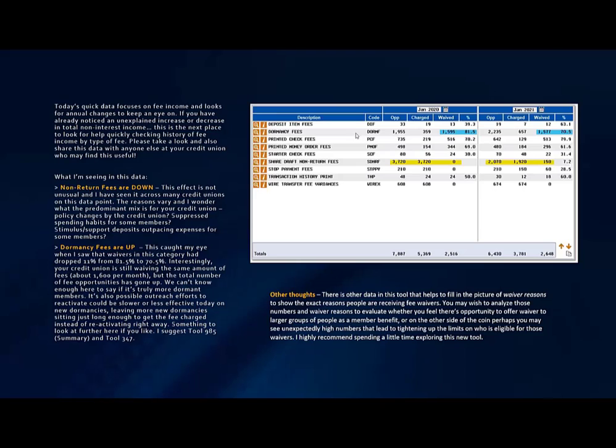Sometimes we make assumptions and use a tool like this to dig down and actually prove it to yourself as to why, and whether or not you feel it's still within the original intent of your policies to waive fees.